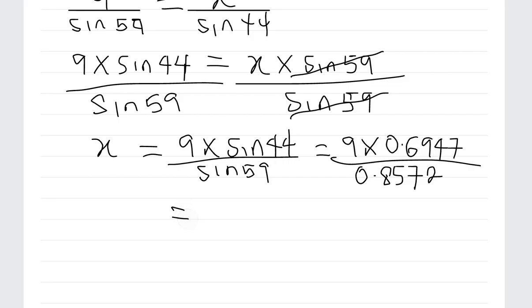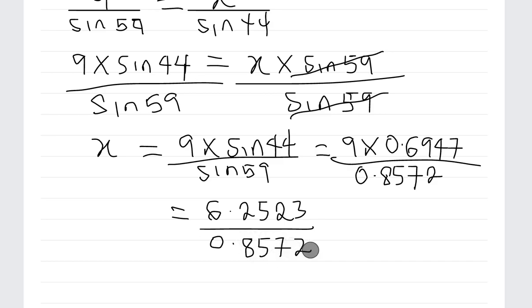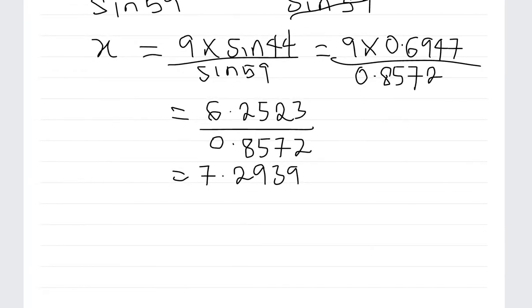So now I'll multiply 9 times 0.6947, that would give us 6.2523. Then divided by 0.8572, my final answer here will be 7.2939. So this is my value of x.